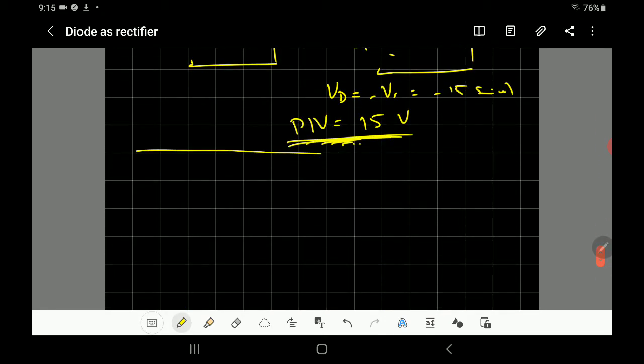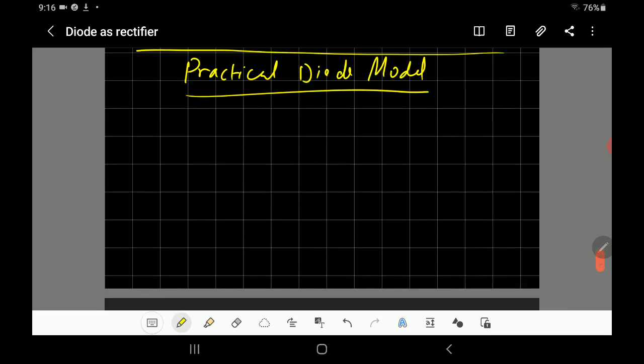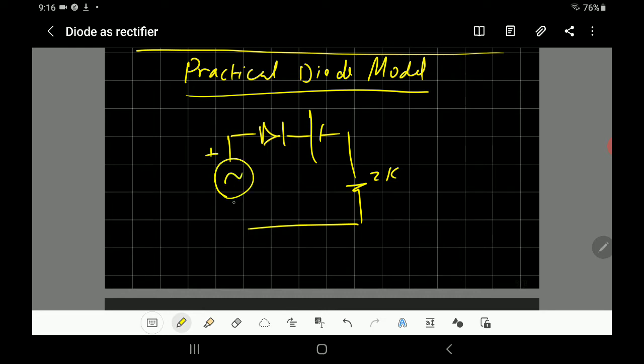What about if it's not ideal? What about if you use the practical model? When you use the practical model, we know that there are two conditions: forward bias and the voltage greater than 0.7 volt, as we did in the DC exactly.